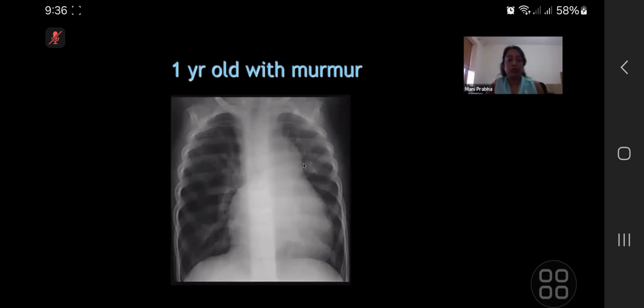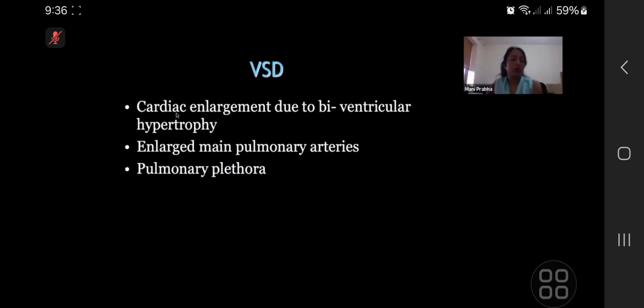Obviously the pulmonary artery is quite enlarged and there is plethora as well. So that's what you see as the findings. And VSD presents much earlier than ASD. All right.